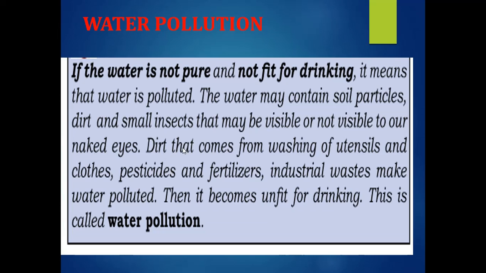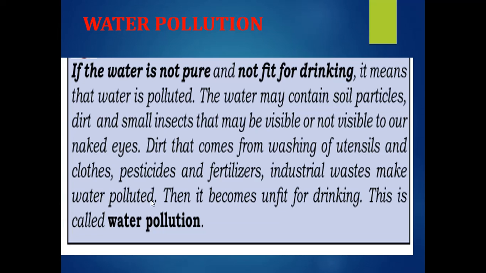So how will this dirt come? This dirt can come from washing of utensils, clothes, pesticides and fertilizers, and from industrial waste, which makes the water polluted. When we are washing utensils, we can see the dirt particles while washing. Yes, so through that, or from our clothes, or by the pesticides and fertilizers. So what is meant by pesticides and fertilizers, children?